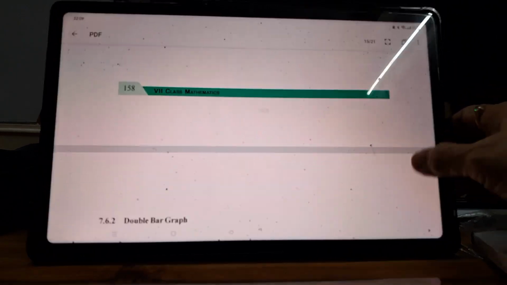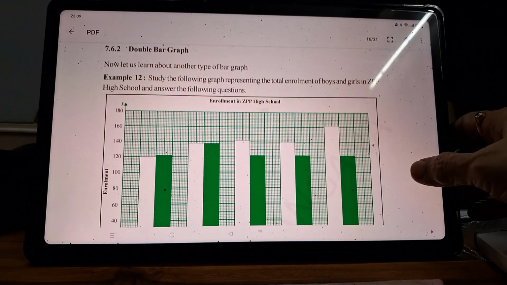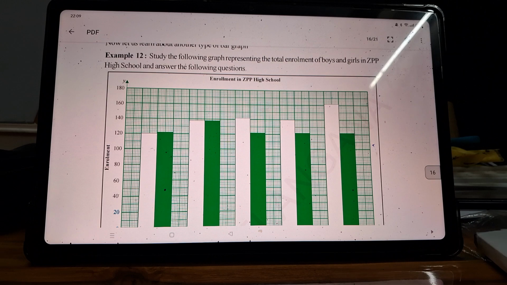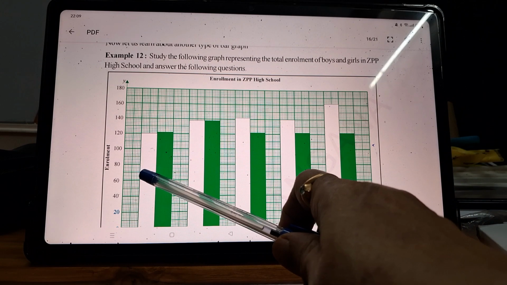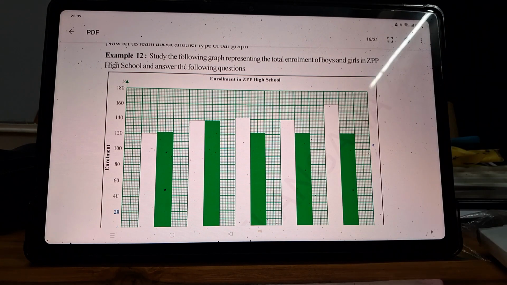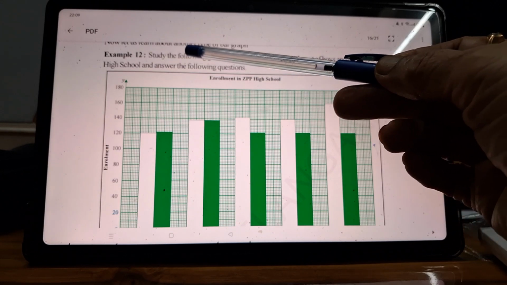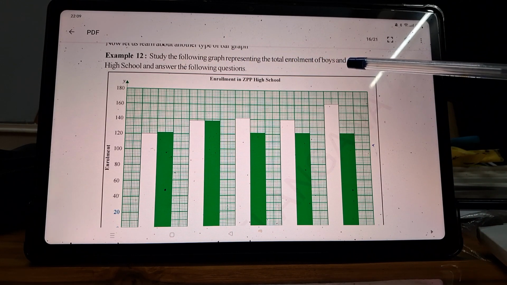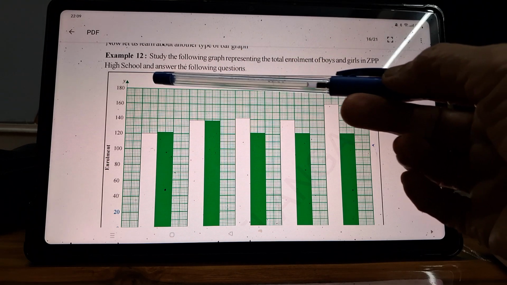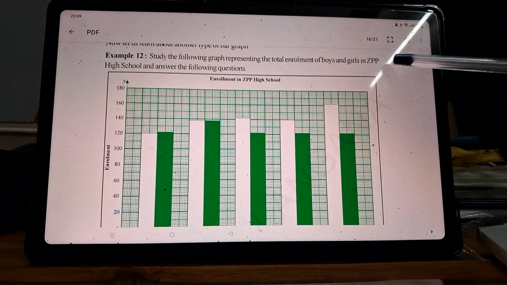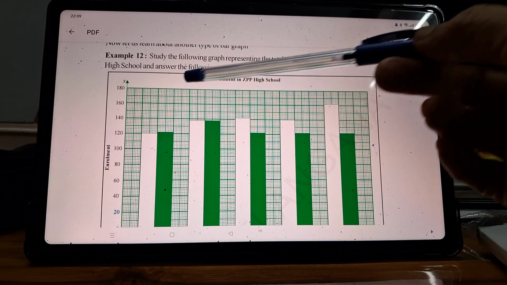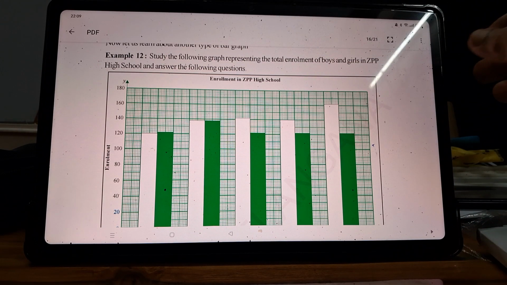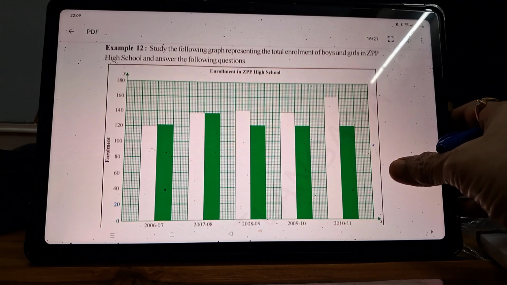Next, we will have the next part, double bar graph. What is this double bar graph? Double bar graph means here you can see two bar graphs. This is white, this is green. Two bar graphs. What is this? Example 12 states, study the following graph which represents the total enrollment of boys and girls in ZPP, Zilla Praja Parishad High School, and answer the following questions. So see this. What is that?